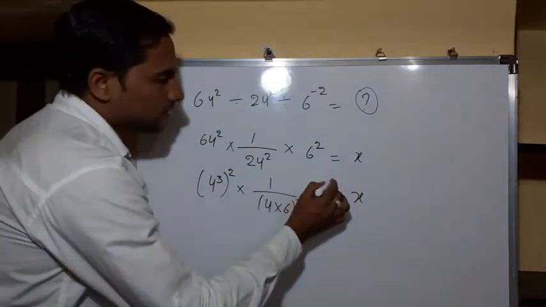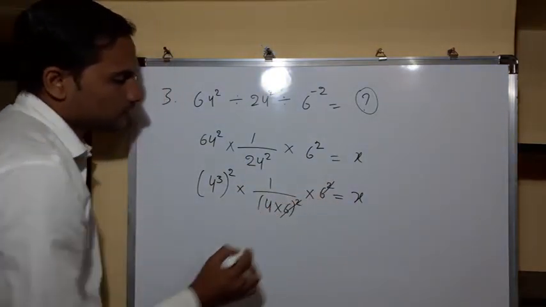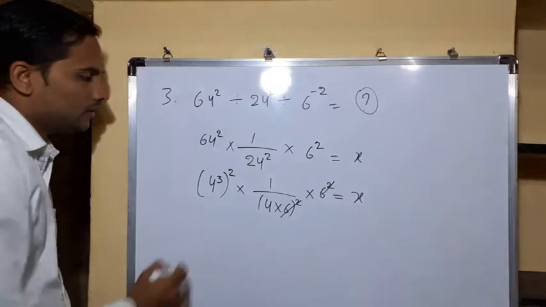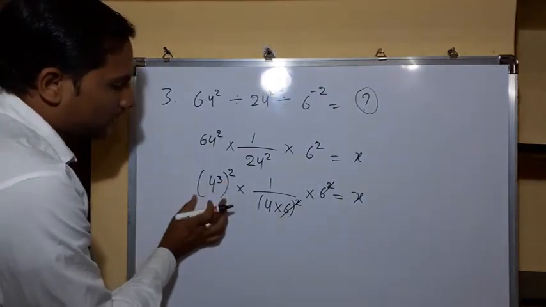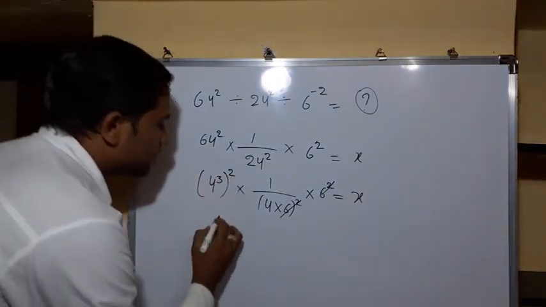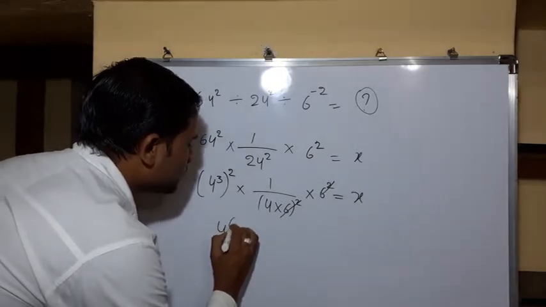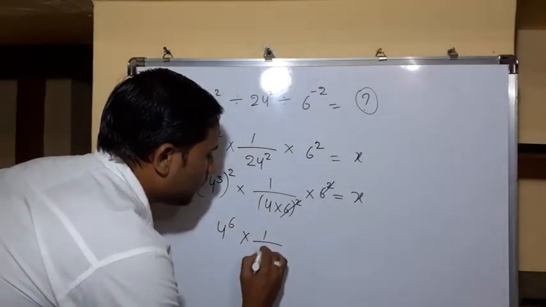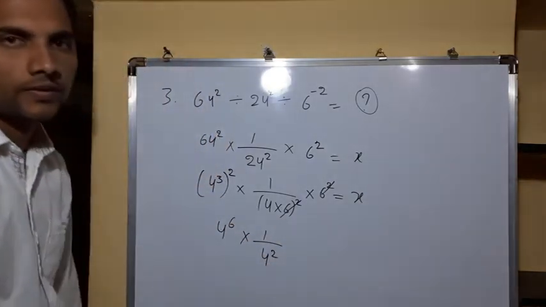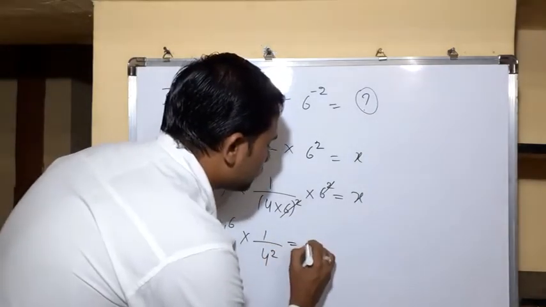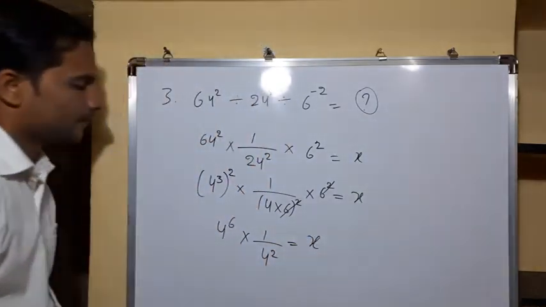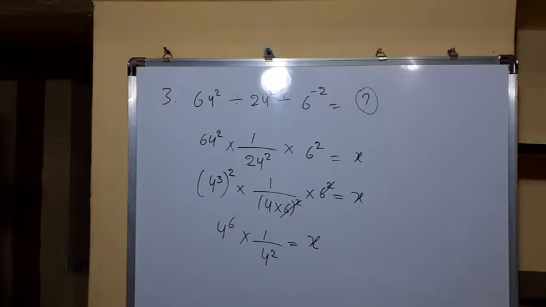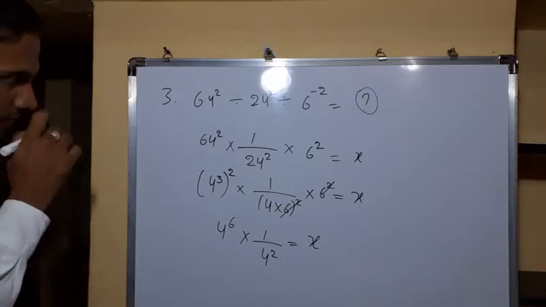Now friends, this 6 square and this one will get cancelled, right? Now what is left? Now apply the law of brackets. 3 twos are 6. So 4 raised to 6 into 1 by 4 square, right, is equal to x. So now try to cancel, friends.